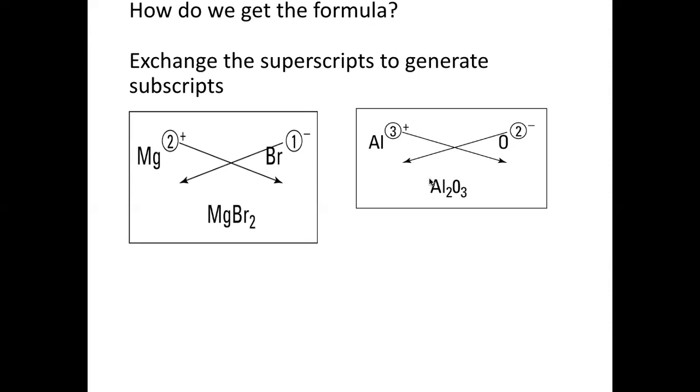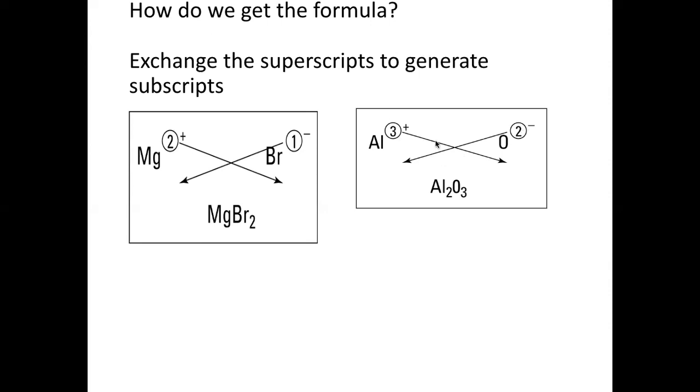Let's look at aluminum oxide. So we're going to do the same thing. Aluminum is a 3+ cation, and oxygen is a 2- anion. So you might think you have to do some fancy math to kind of balance out these charges, but you don't.